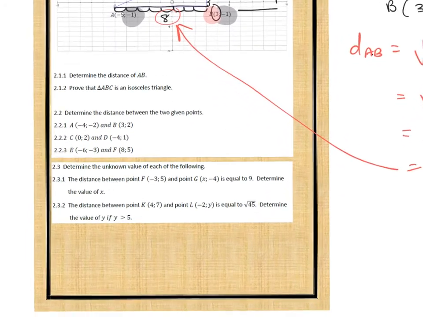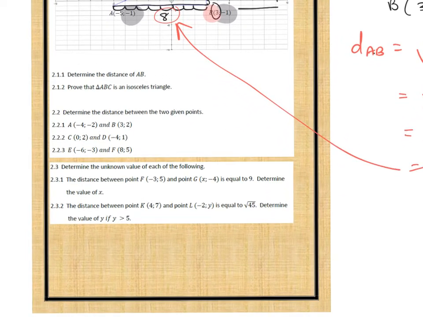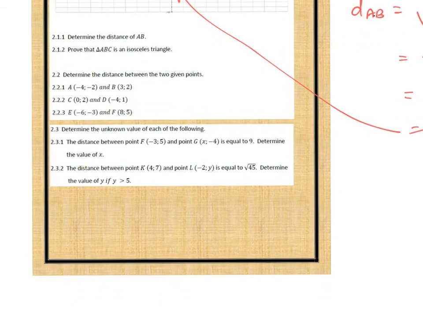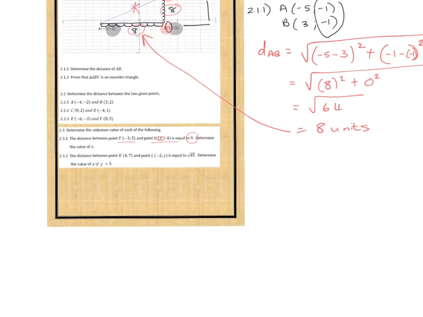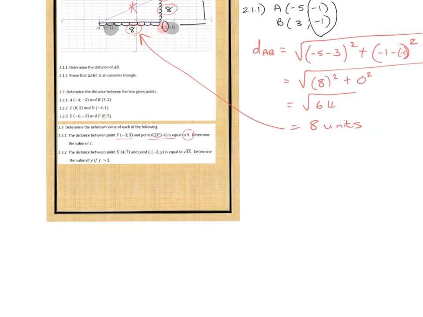All right, then 2.2, you can work out the distance between all of those points. That's easy enough. But then for 2.3, this is where they leave out points. So I'll do 2.3.1 with you. The distance between point F and point G, but G has something missing, is equal to 9. So they've told you the distance. Now you've got to work out the missing letter. And sometimes they throw in things that are simultaneous. You've got to just think logically about these.